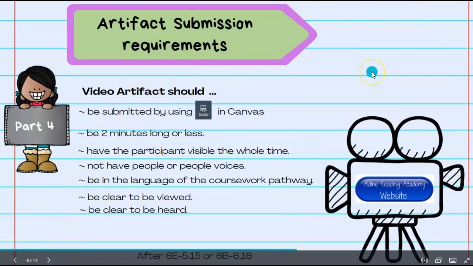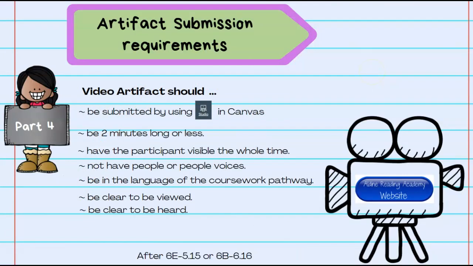All right, some more things you need to know about artifact submission requirements. Your video artifact should be submitted by using Studio in Canvas. Your video should be 2 minutes or less in length, because anything that goes beyond the 2 minutes will not be considered for scoring. Also, you should be visible in the video the entire time. You should not have other people in your video, or other people's voices heard in your video either.